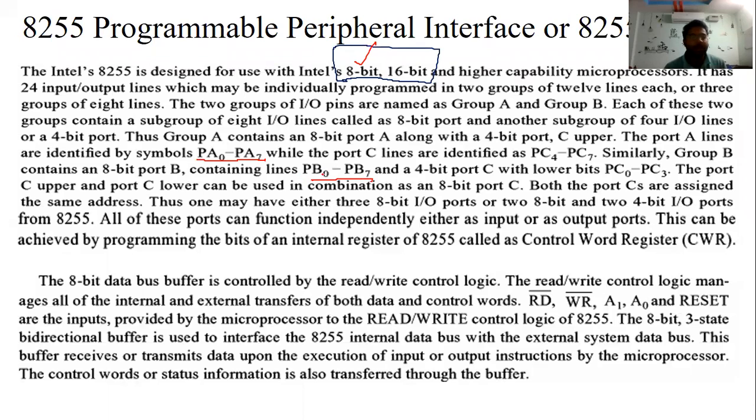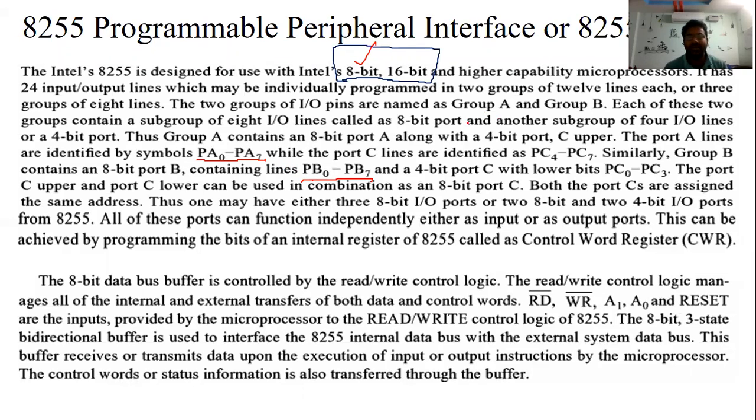This is also a bidirectional port. You can connect any input output device. You should remember one thing: as I said, input and output port, so bidirectional data transfer is possible. You can send the data using the same lines, and at the same time you can receive data using the same bidirectional lines. P indicates the port: A indicates port A, B indicates port B, and C indicates port C.